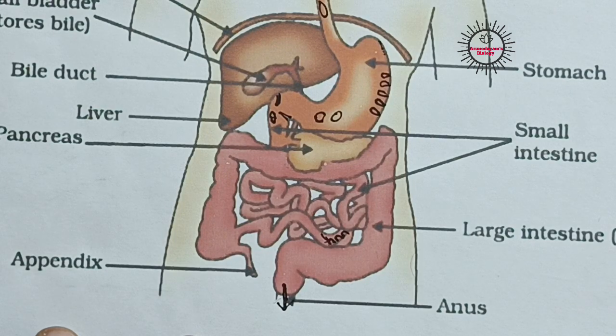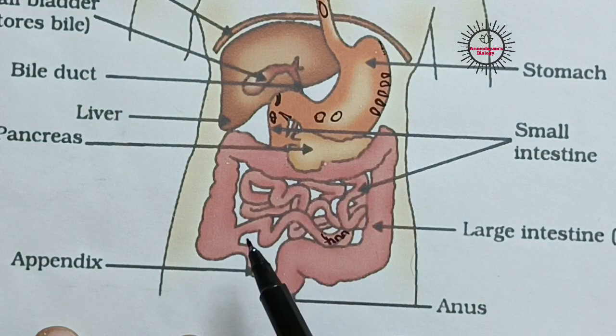The cells will use that food material for obtaining energy, or for building new materials like tissues or cells, or for repairing old tissues, whatever it may be. The cells will use that digested food for their needs. That is how digested food enters our blood and the cells.